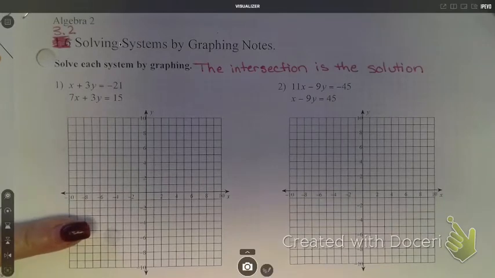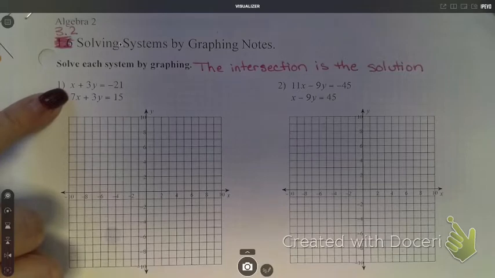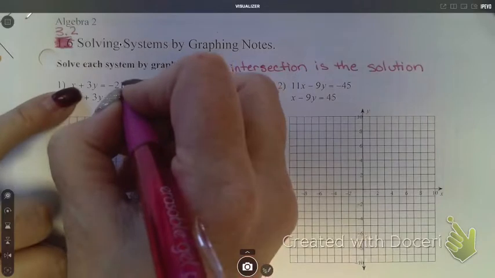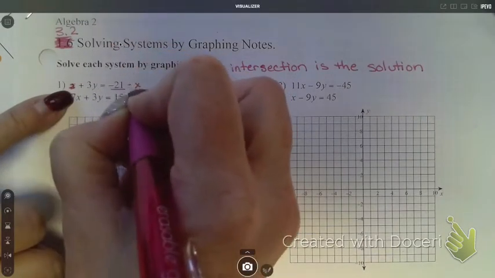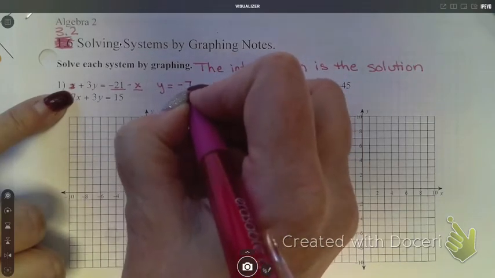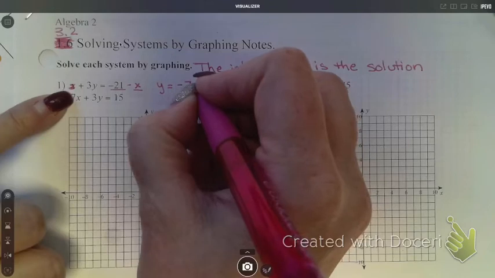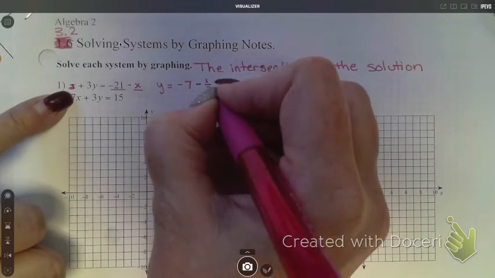What if it was? Okay, so in the past, we've had x plus 3y equals negative 21. Have we graphed it like that? Nope. We solve for y, don't we? So we subtract x over and divide everything by 3. y equals negative 1/3 x minus 7.